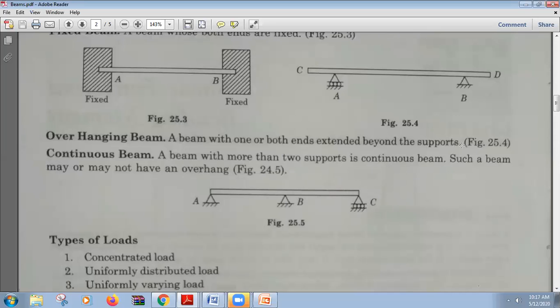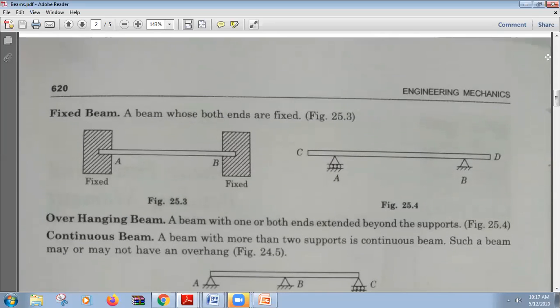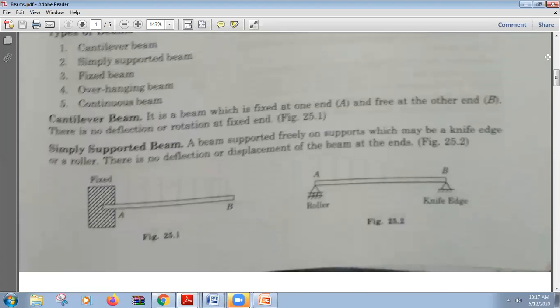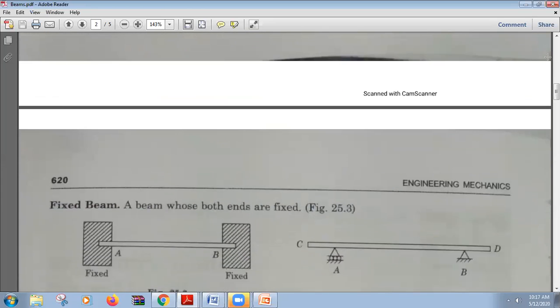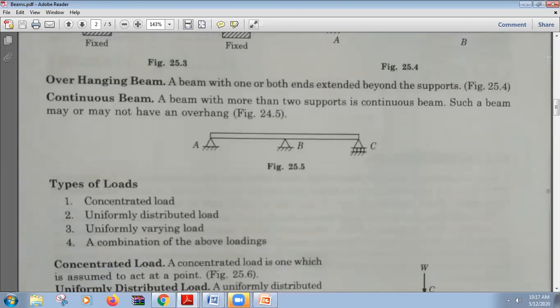So these are five types of beams. We have studied cantilever, simply supported, fixed, overhanging, and continuous beams. These are the five types of beams. Now we'll be talking about types of loads. What types of loads are there?